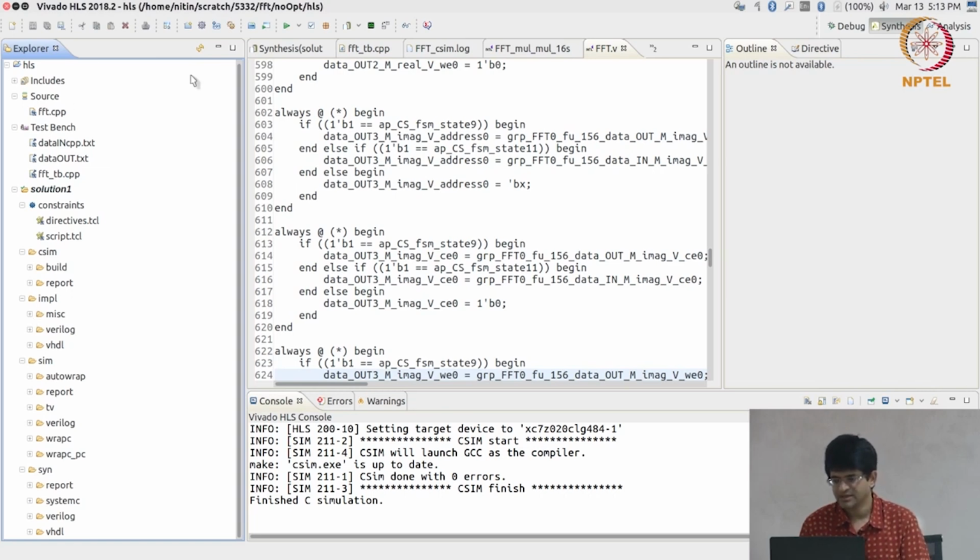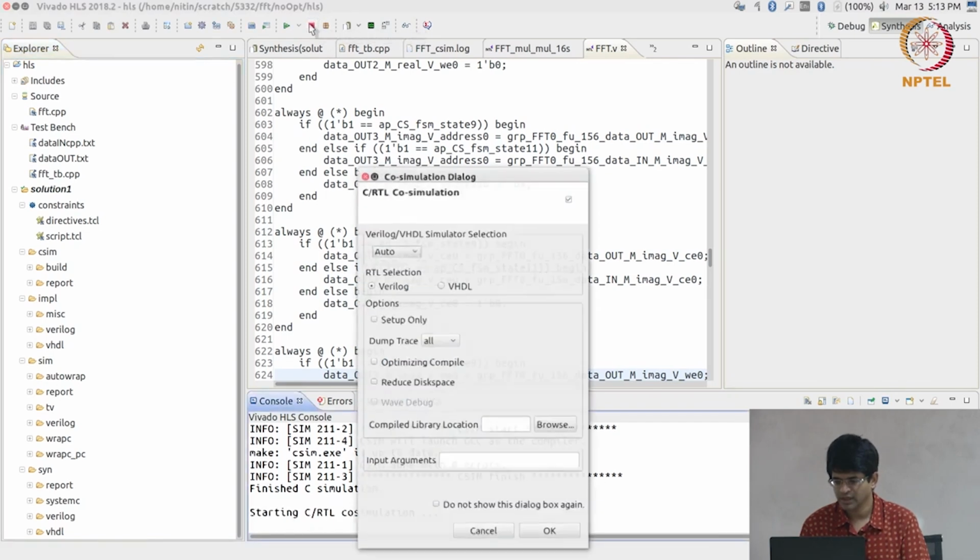That is where this whole business of C and RTL co-simulation comes into the picture. So if you click on this, you can select the type of simulator you want, and you can also select which RTL, whether you want to use the Verilog or the VHDL model. It should not make any difference because both are supposed to be exactly the same code. If they ever give you a different result, then it means there is a serious bug in the compiler somewhere. So hopefully that should never happen. One interesting thing that you should try is the default over here for dump trace is set to none, but you can change it to all and compile it.